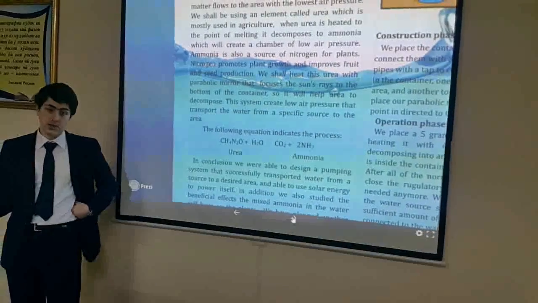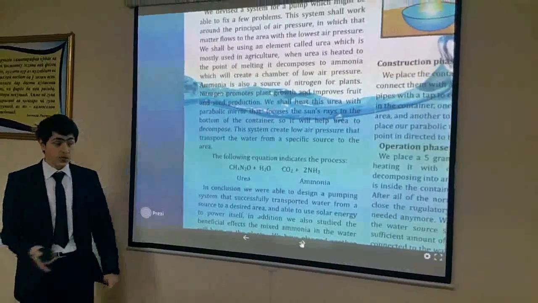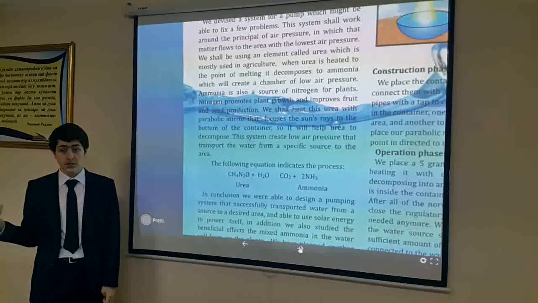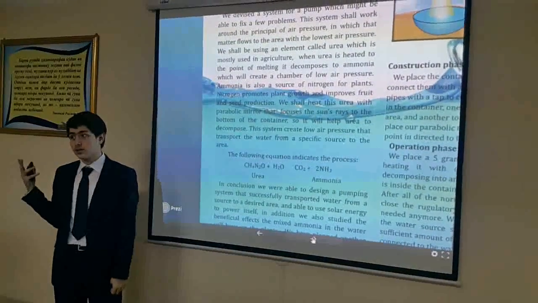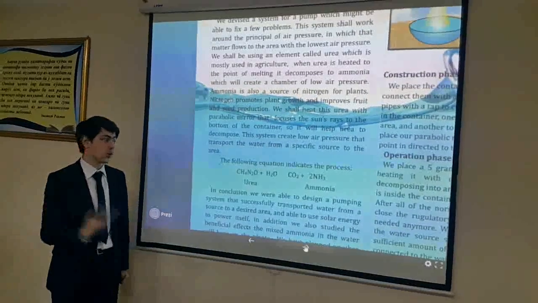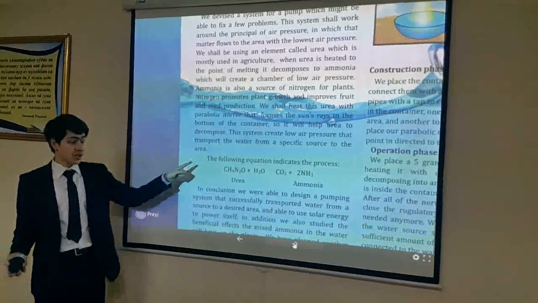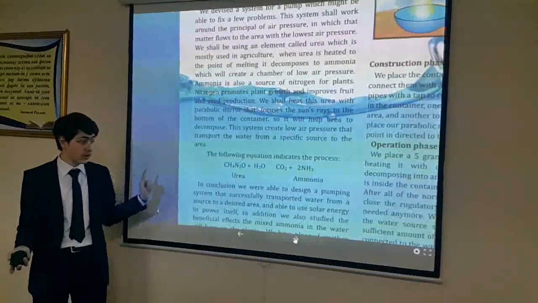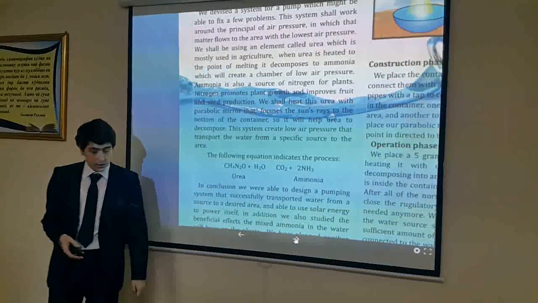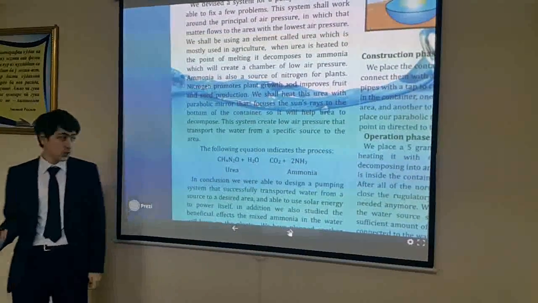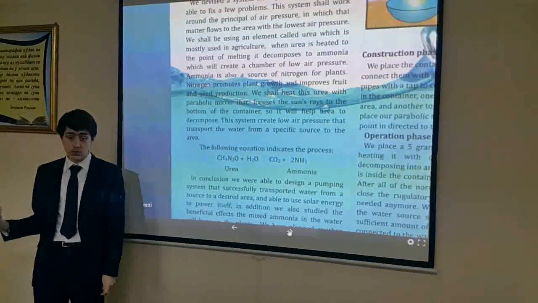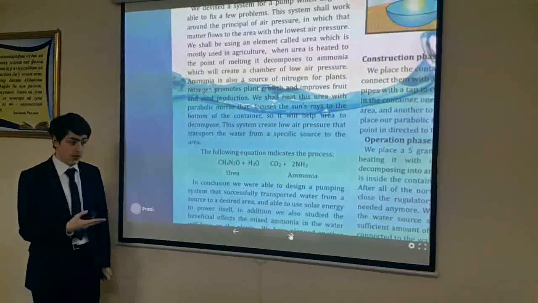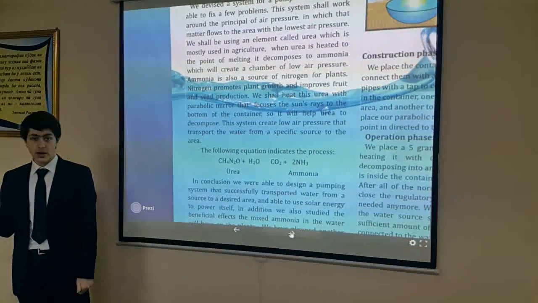And how shall we heat this urea into decomposition? We shall use a parabolic mirror that shall focus the sun's rays into a specific point. In a simplified version, we shall use solar energy. The following equation indicates the process of urea changing into ammonia. So in the simplified version, we have designed a pump that successfully transports water from its source to a desired area, by using solar energy.